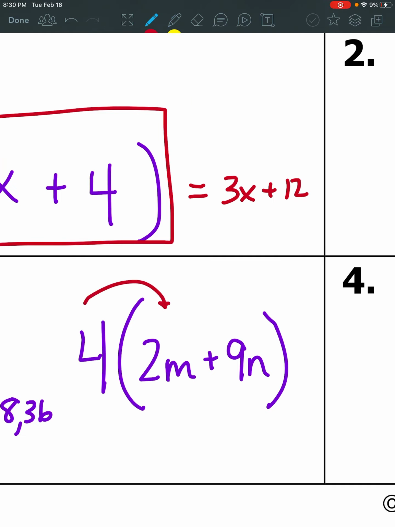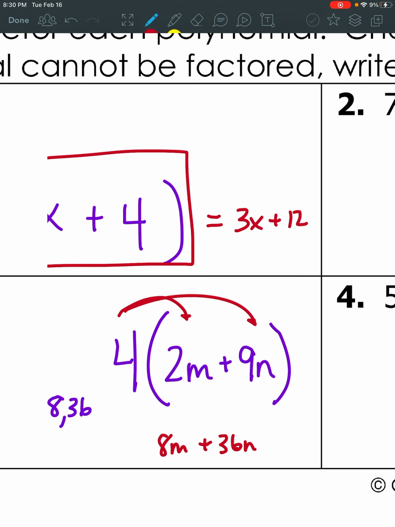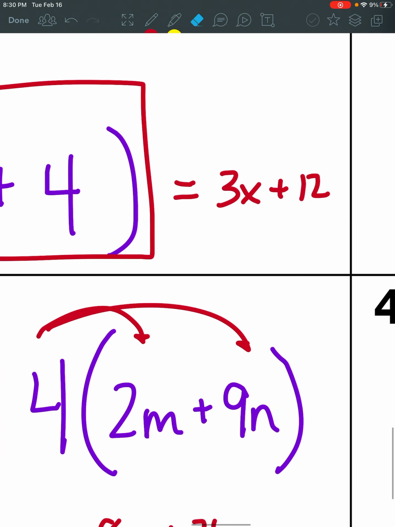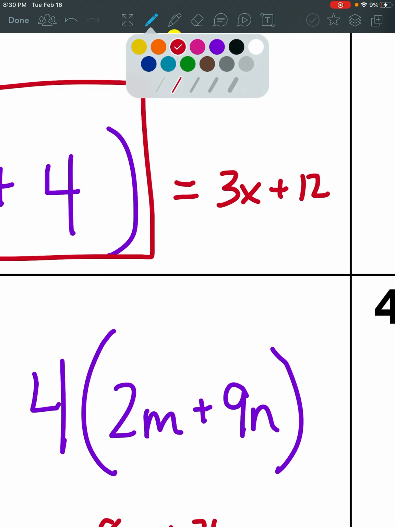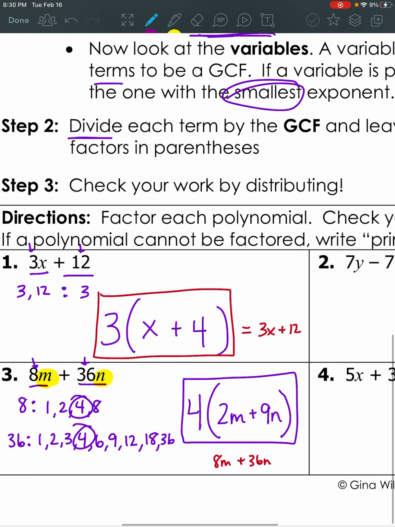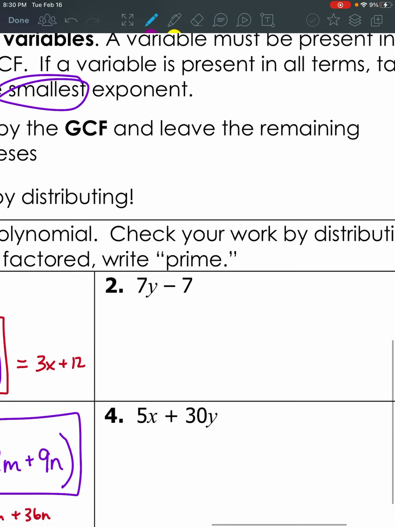So again, I am going to distribute the 4 to see, does it go back to what we started with, 8m plus 36n, and it does. So I know that this is the factored form. And I'm erasing those just so I'm not confusing you in the end. So there's our factored expression, okay?